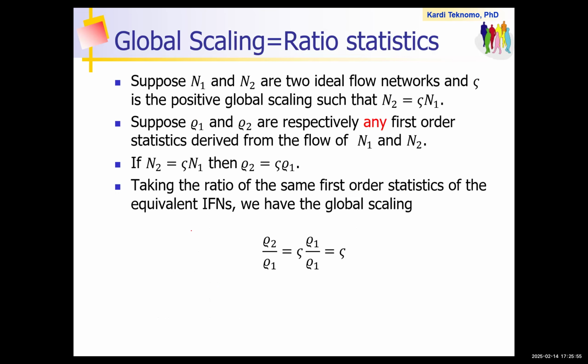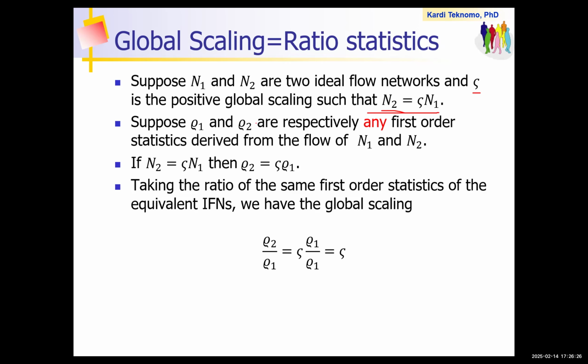What is the actual pattern? Suppose you have two networks, N1 and N2. Okay, there are two ideal flow networks, and this Greek notation S is a positive global scaling. So then you will have this value. Suppose now you have another parameter here, let's call this rho, rho 1 and rho 2.